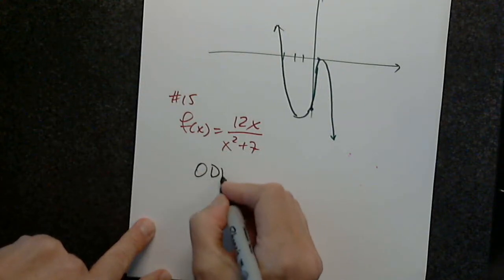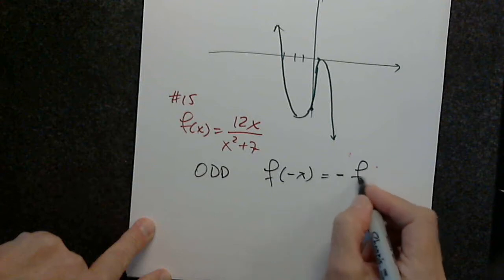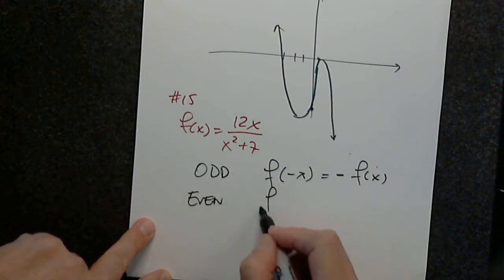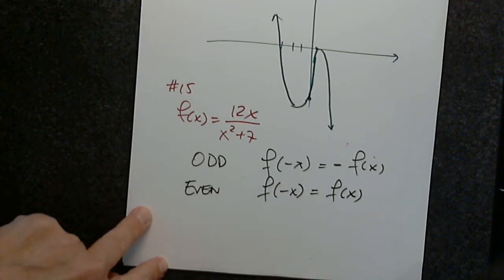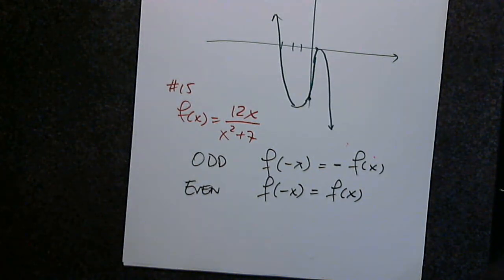So for odd functions, f of -x equals the opposite of f of x. For even functions, f of -x is identical with f of x. If you need more explanation on this, please stop me and I'll explain. If you remember this, we move on. If you don't, I'll explain. Do you remember this? Don't be shy.